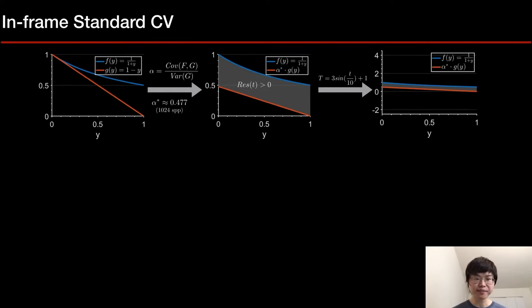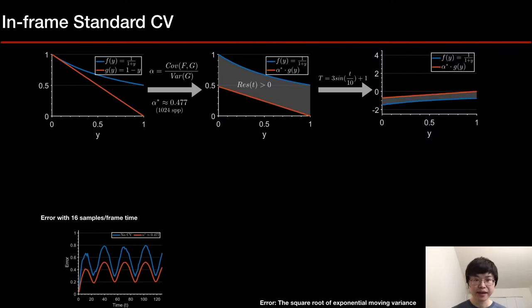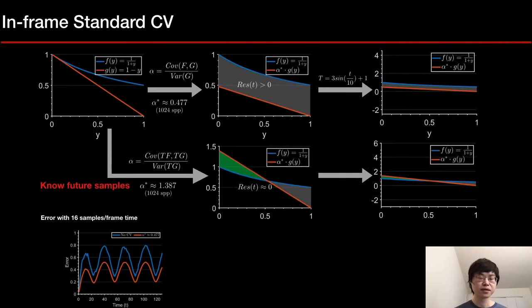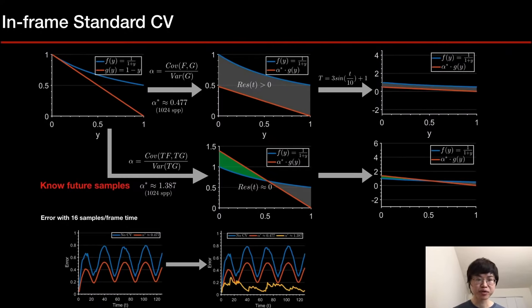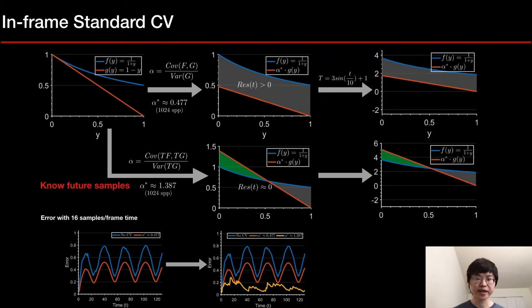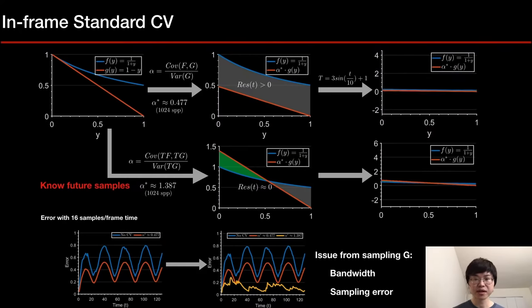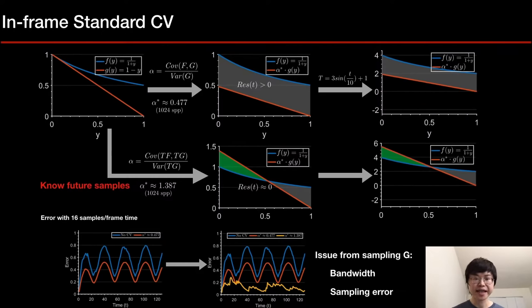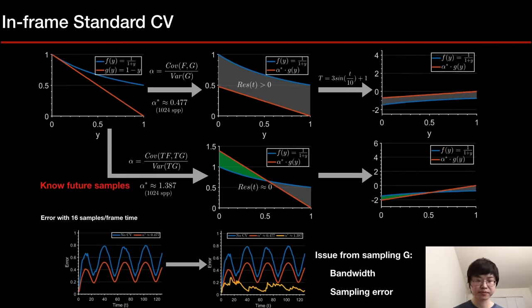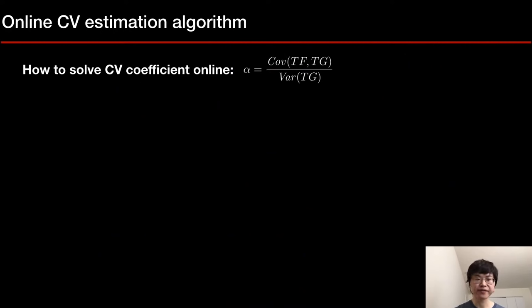However, if we have a temporal component, this temporal dynamic still impacts the error a lot with the standard control variate. If we take time into the formula and we know future samples, we can arrive at a control variate coefficient that leads to a residual close to zero. The periodic notch error can be removed. However, in real-time rendering, we do not know the future. Moreover, we have another issue from sampling G, because sampling G could double the bandwidth, and it could add new sampling errors. So, how to solve the control variate coefficient formula online?